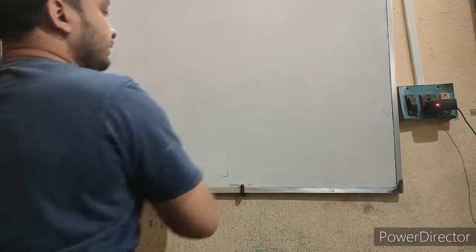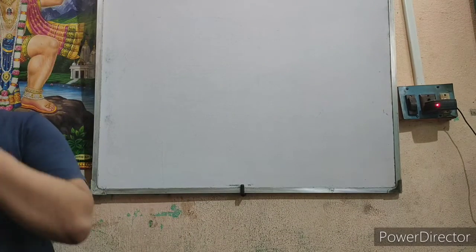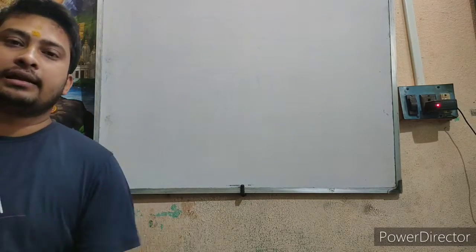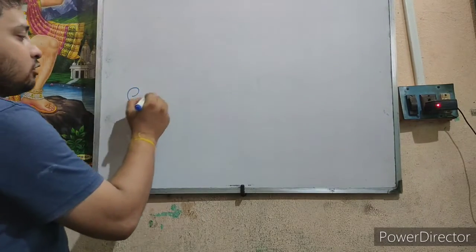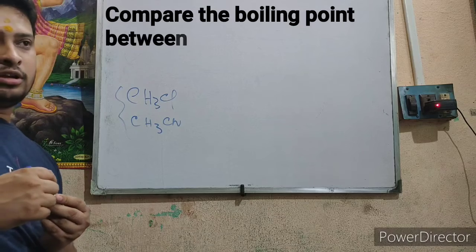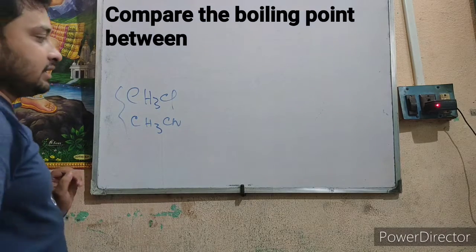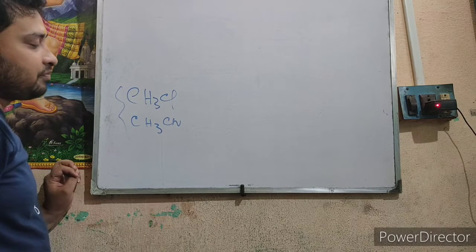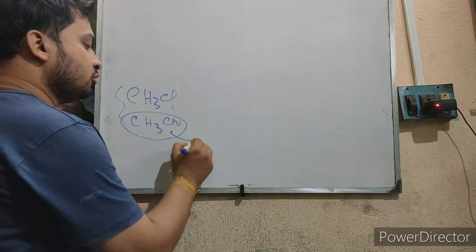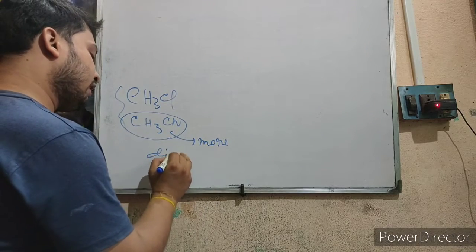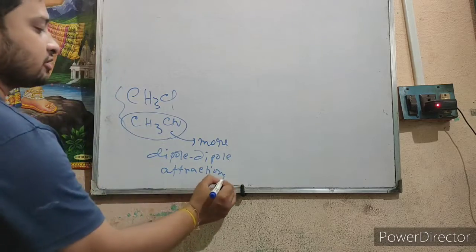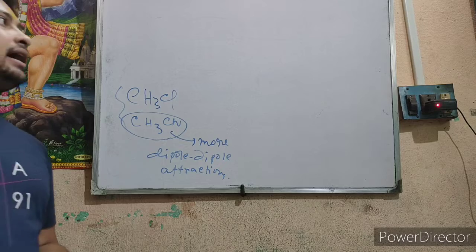Now the topic is physical properties. Write a note or give a heading: physical properties of alkyl cyanide. First, a very important question: if you have alkyl halide CH3Cl and CH3CN, compare their boiling points. Which shows more boiling point? Alkyl cyanide shows more boiling point because of the presence of more dipole-dipole attraction.